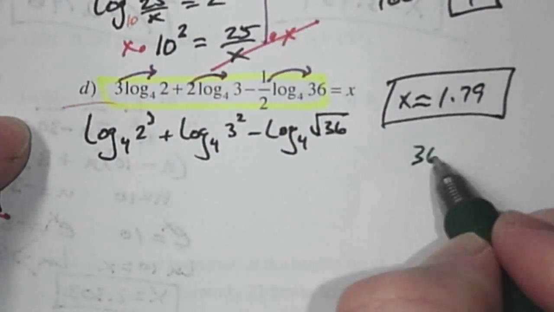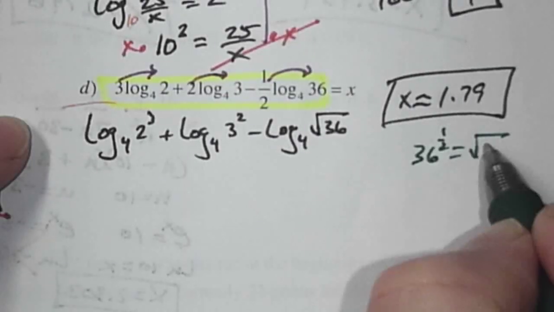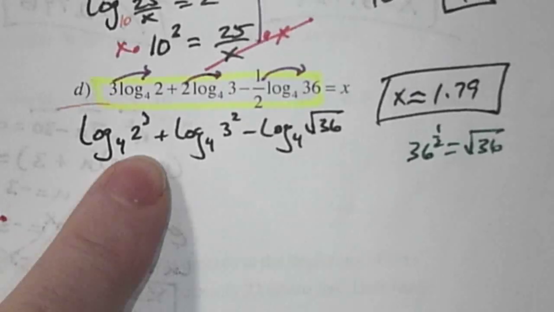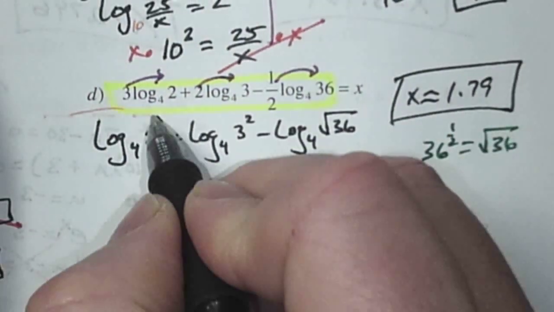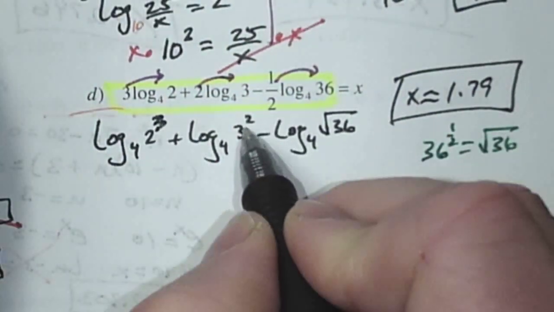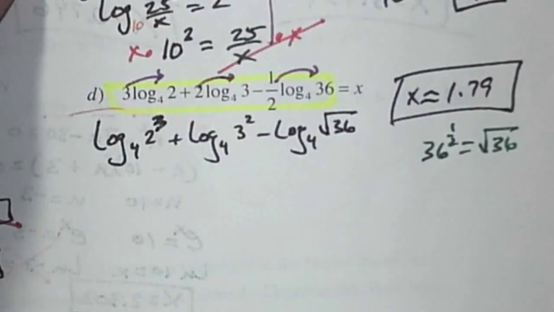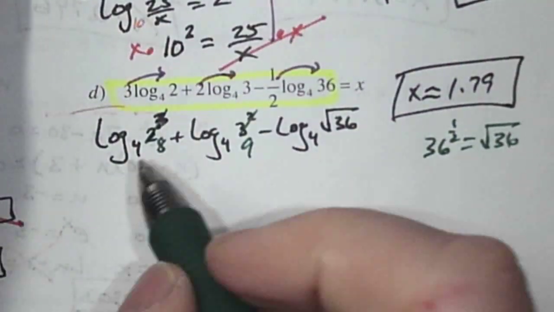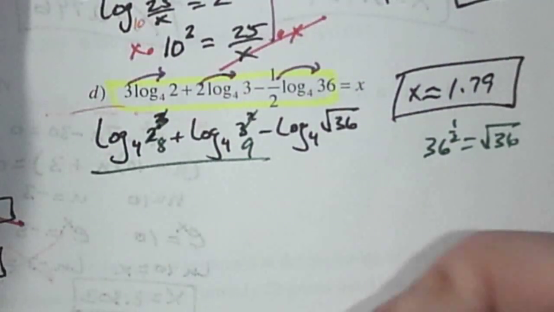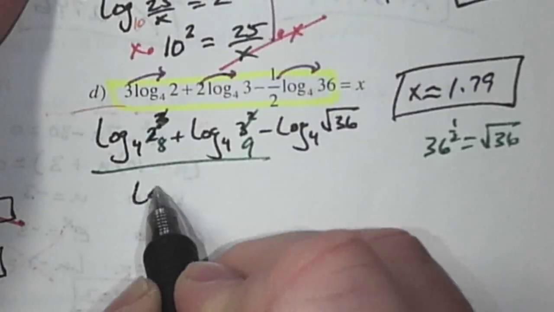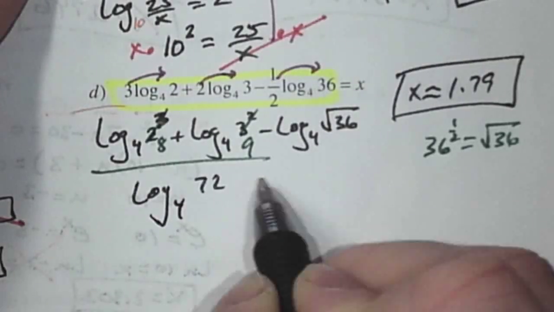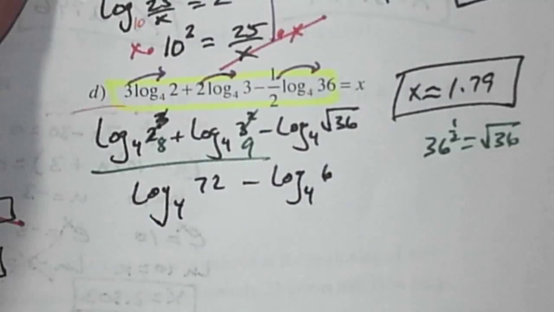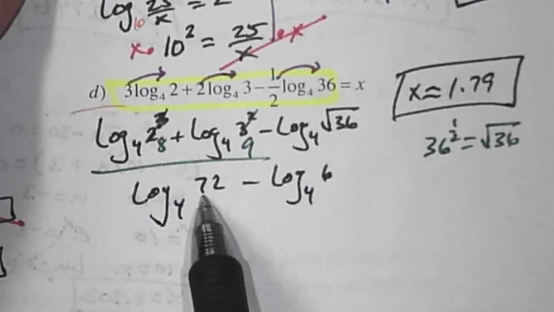36 to the 1/2 power is the same thing as square root. I don't like the 1/2, I do like the square root. Now, 2 to the third power is 8. 3 squared is 9. So 8 and 9, and if we're doing addition, that means we can multiply those. So we can go log base 4 of 72 minus log base 4 of the square root of 36, which is 6.